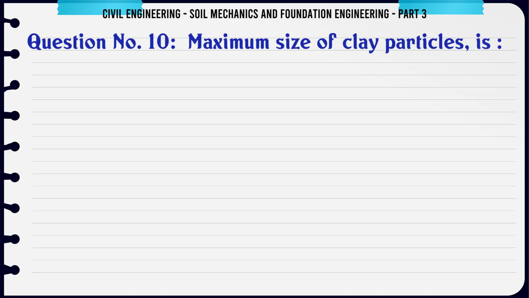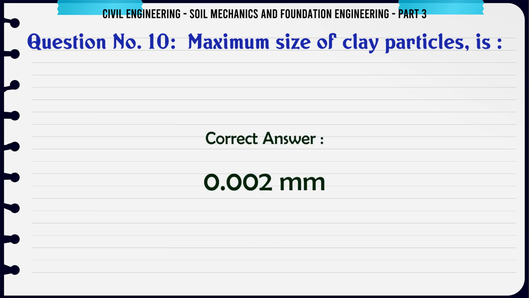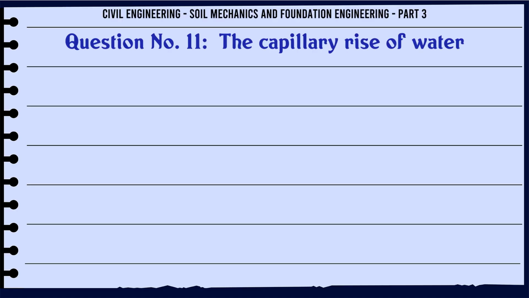Maximum size of clay particles is A. 0.002 millimeters, B. 0.04 millimeters, C. 0.06 millimeters, D. 0.08 millimeters. The correct answer is 0.002 millimeters.